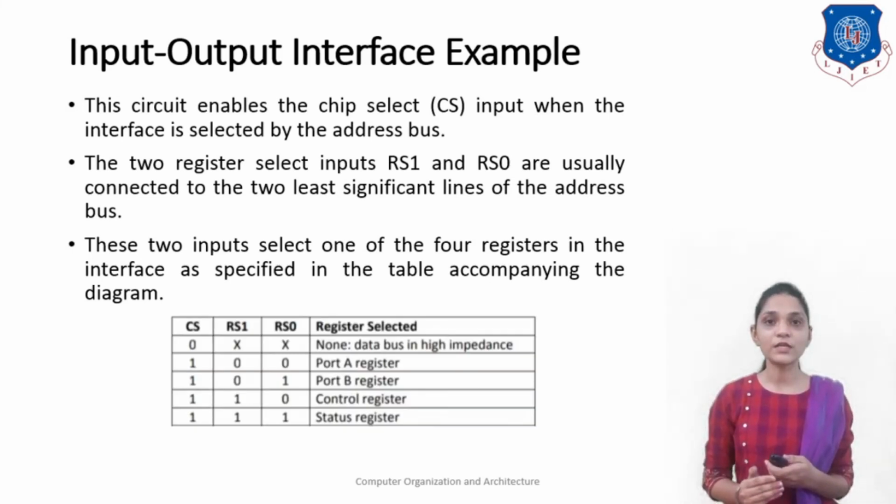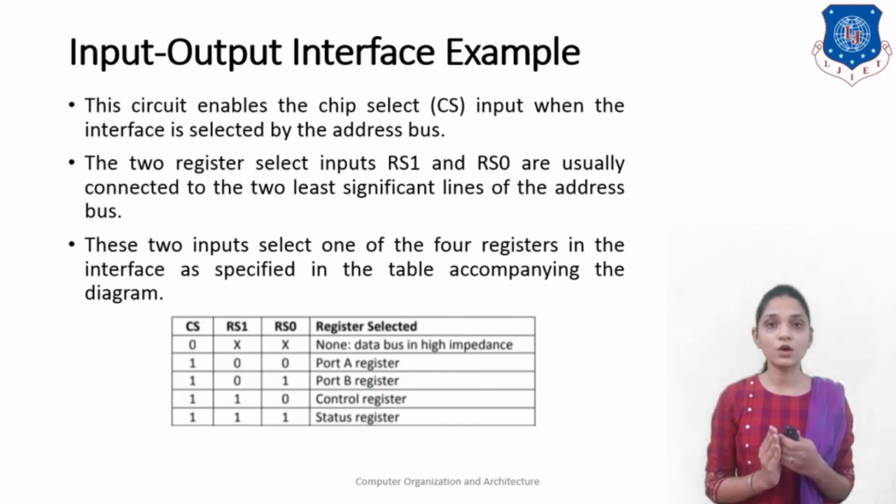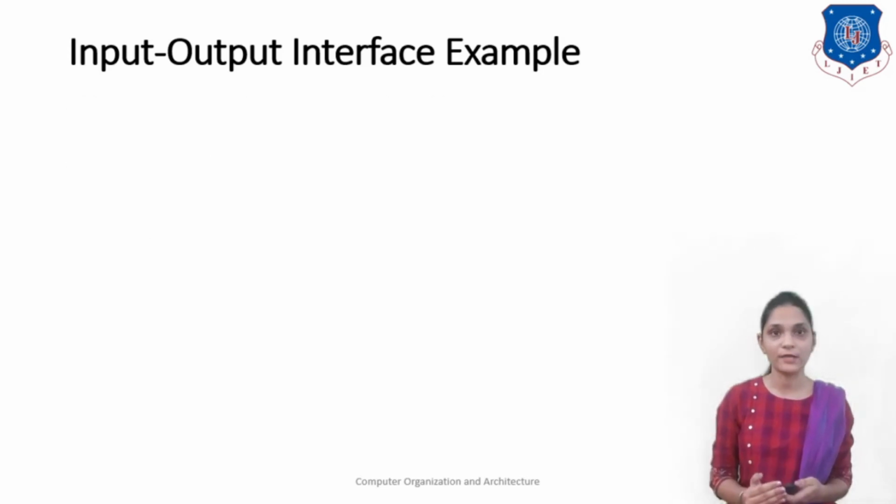Like if your RS1 and RS0 are 0, 0, then port A is selected. If it is 0, 1, then port B is selected. If it is 1, 0, then the control register is selected, and if it is 1, 1, then your status register is selected. But for all of this, you require that your chip select is 1. If your chip select is 0, then RS1 or RS0's value cannot be considered. So for the selection of the register, you must require that your chip select is 1.